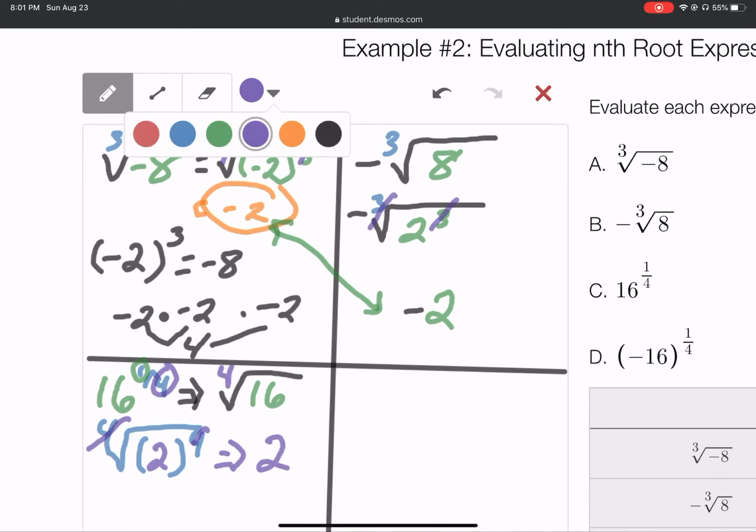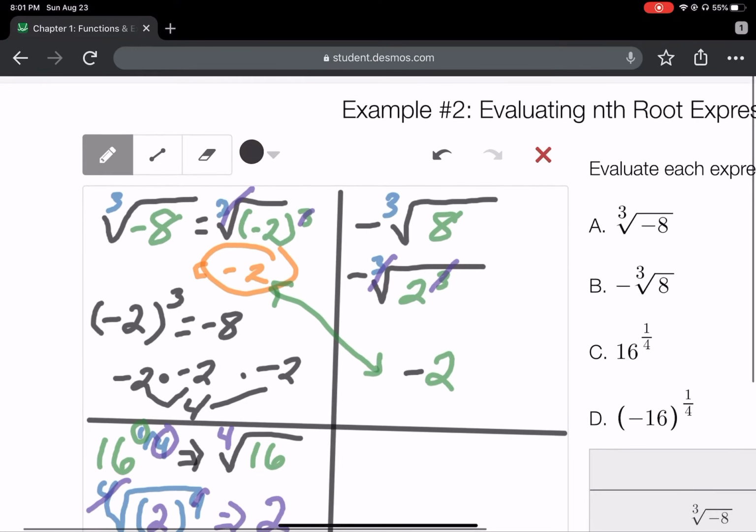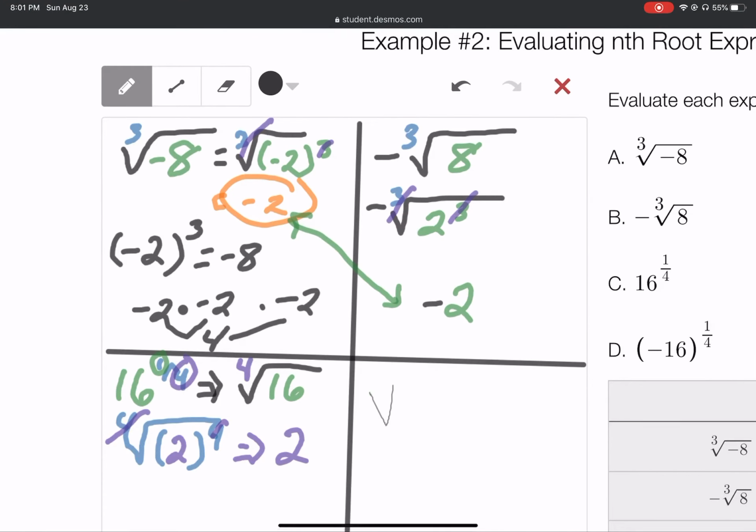Okay, now this one over here. All right, so the setup is the same. So we're going to take the root, I'm going to put the 16 inside. Actually, it's a negative 16. And we're looking for this number goes there. The bottom one goes in the index. The bottom number is the index.